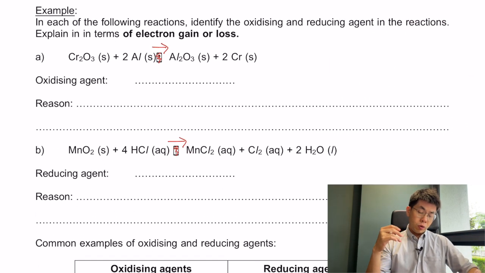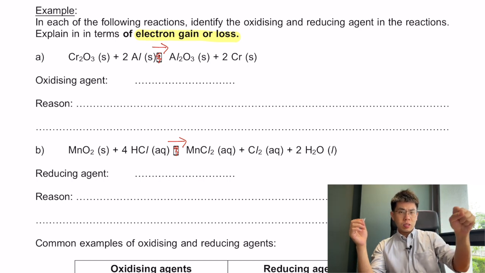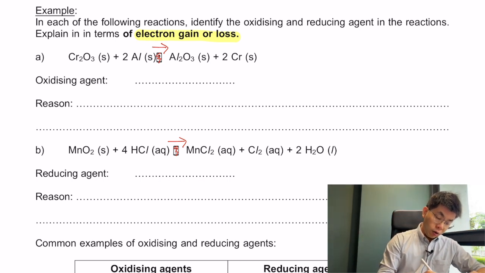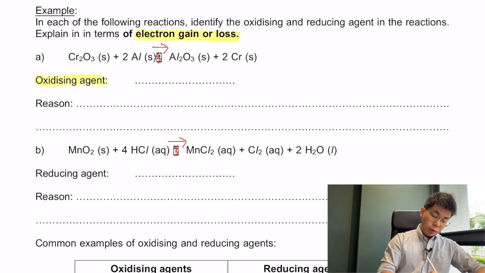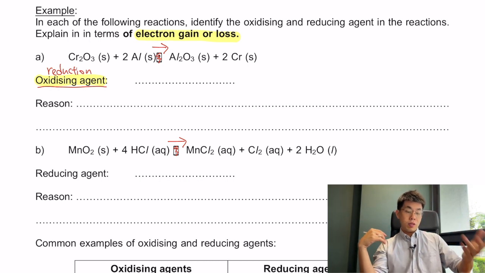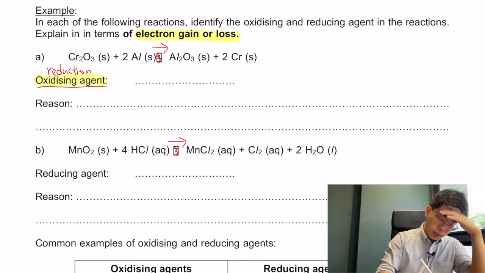Okay, so over here I need to identify the oxidizing and reducing agent and explain using electron gain or loss. So remember, we are going to use oxidation state and then determine using OIL RIG. So I want to find out the oxidizing agent. So it helps you by, after you see the word oxidizing agent, you must write over here reduction. The oxidizing agent is the one that is being reduced. Okay, so let's go and calculate oxidation state.